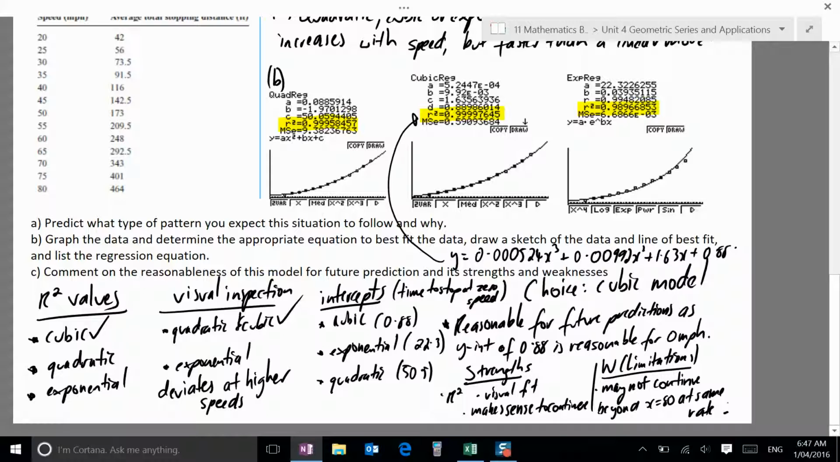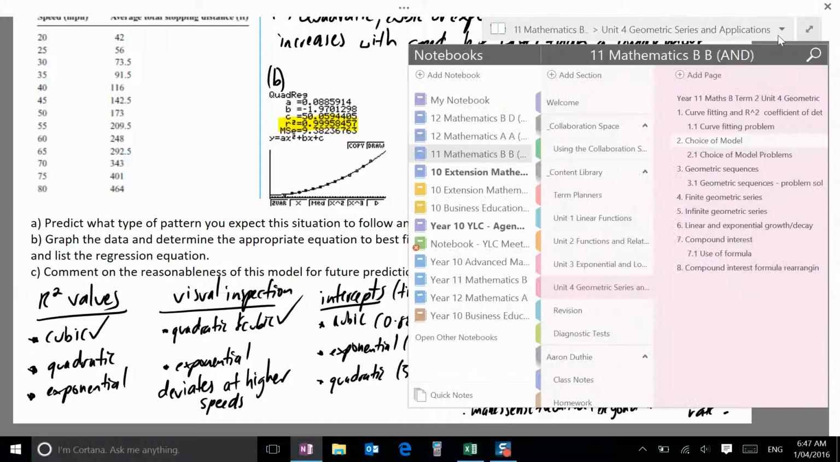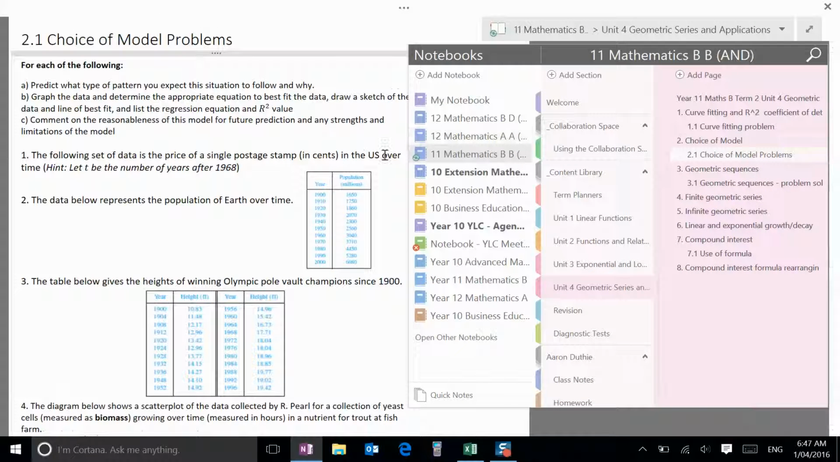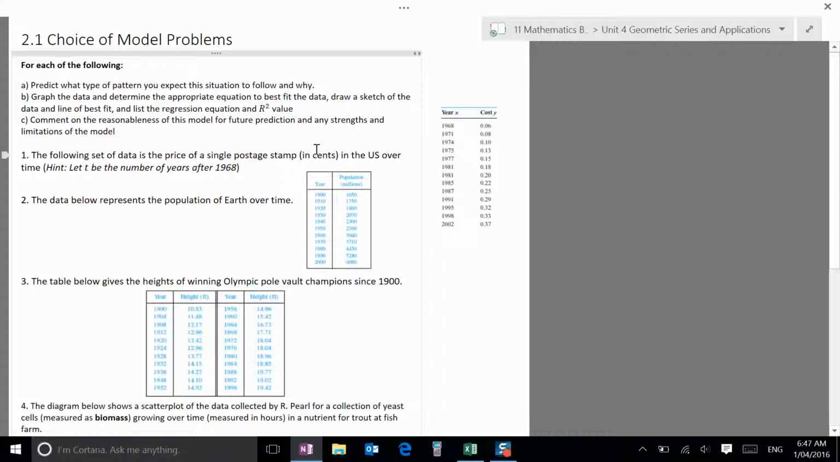You can go through this problem and you could easily justify choosing either the quadratic or the exponential for different reasons. But the big thing is having a look at the data, fitting a few different models, and then deciding on one of the models. So you won't need to do this for your assignment, but it's a skill that you'll need for the future.